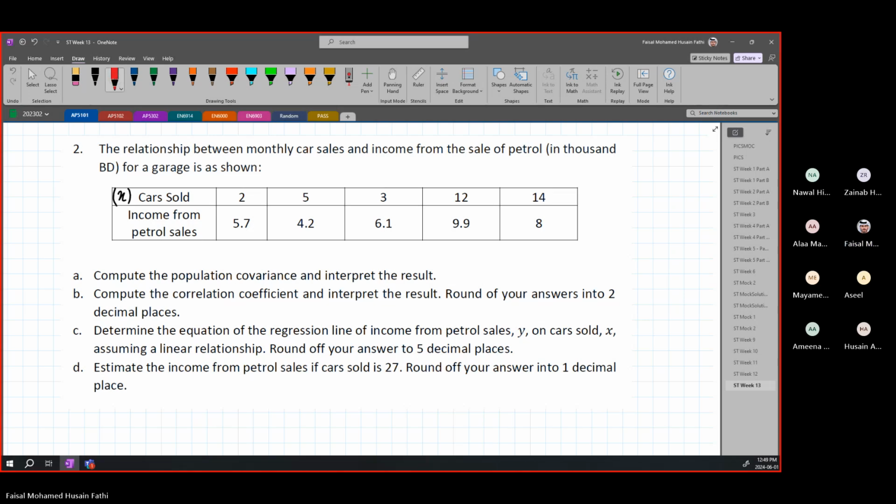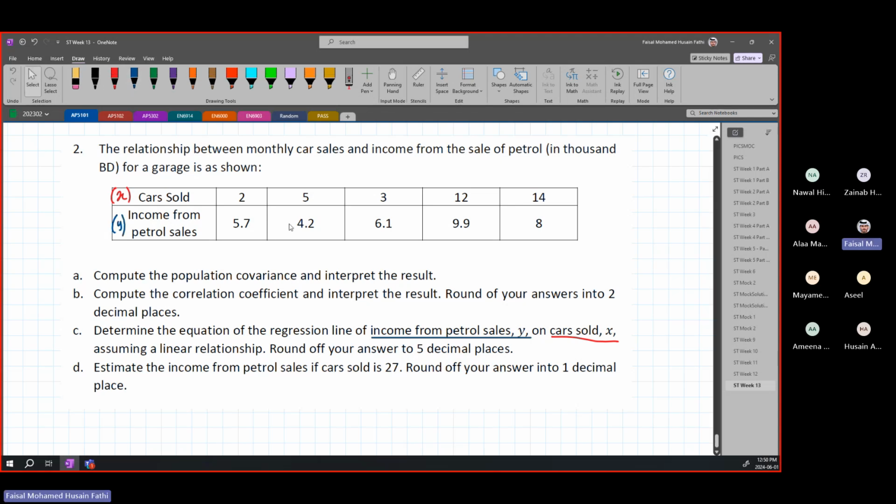Actually, if you notice even here, in question C, because they have to determine what your line of regression is, you need to know which is the Y and which is the X. So here they're saying income from petrol sales is going to be your Y. So that means this is going to be your Y. All right. And cars sold is X. So this is going to be your X. This is how you can make sure. But it's always going to be clear in the question what is your X and what is your Y.